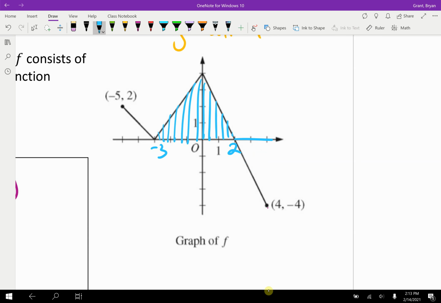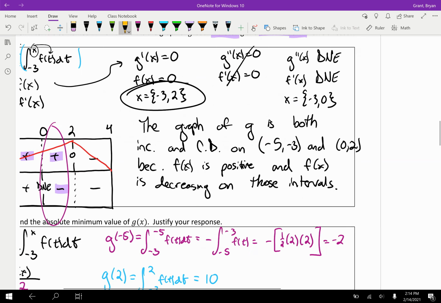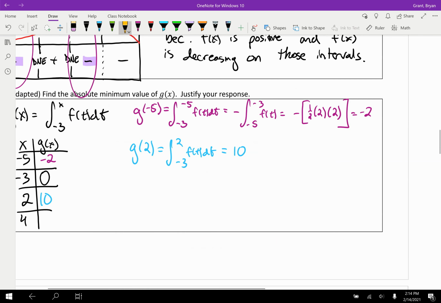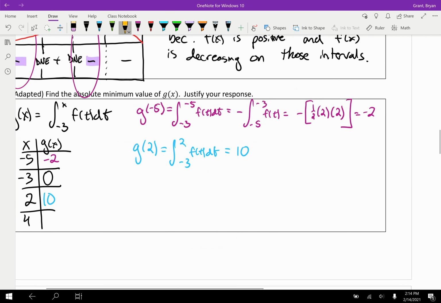How much smaller? Well, we can do this new triangle over here, but it's nothing bad, I don't think. This new triangle that I meant to do in yellow has a base of 2 and a height of 4. 2 times 4, half of that is going to give us 4. So how do we show this? Well, let's do it in, we already started with yellow. So G of 4 is the integral from -3 to 4, f of t dt.